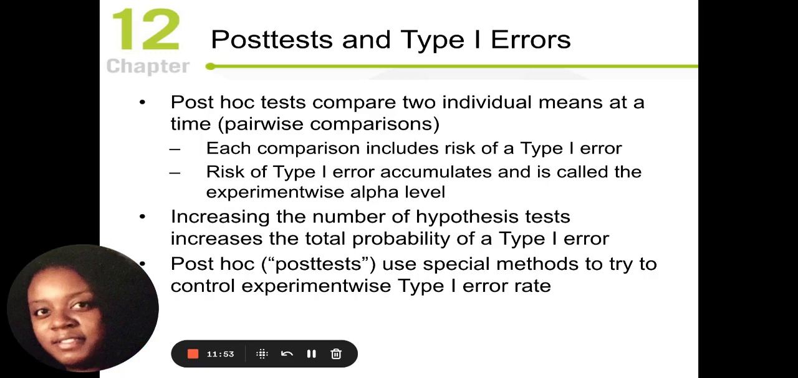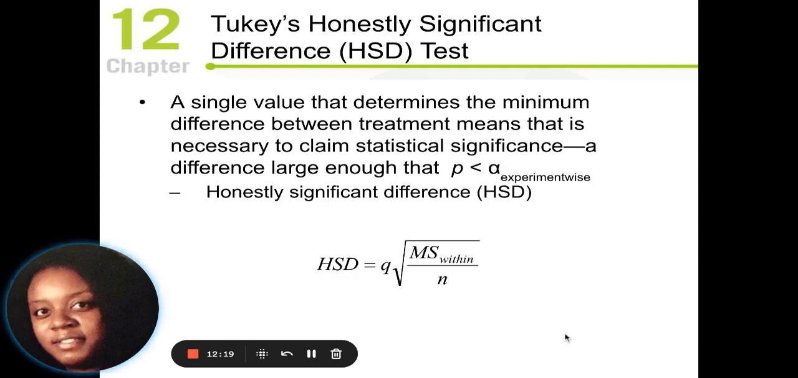Post hoc tests can compare two individual means at a time. Each comparison includes a risk of a type 1 error, and that risk of type 1 error accumulates and is called the experiment-wise alpha level. Increasing the number of hypothesis tests increases the total probability of a type 1 error. And those post hoc tests use special methods to try to control those experiment-wise type 1 error rates.